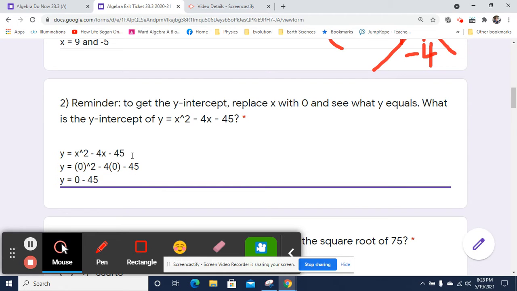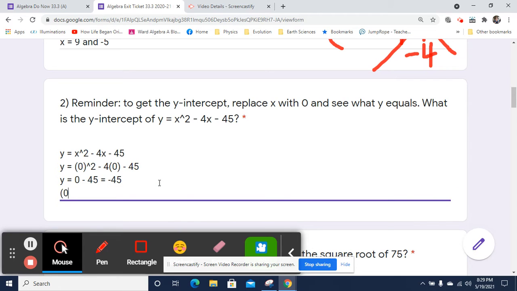So really, when you turn x into 0, all you're going to care about is the c part of this equation. Remember, a is 1, b is negative 4, and c is negative 45. The a and the b are just going to get annihilated by x being 0. So the y-intercept is going to equal negative 45, which is the c part of the standard form. Our y-intercept will be at (0, negative 45).